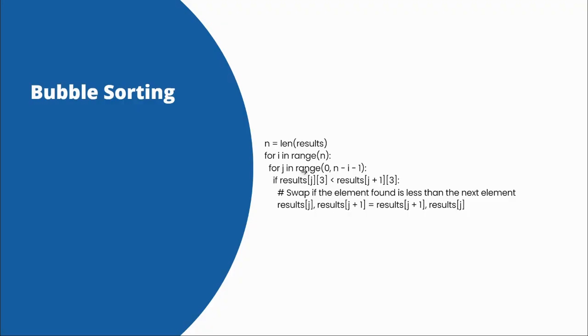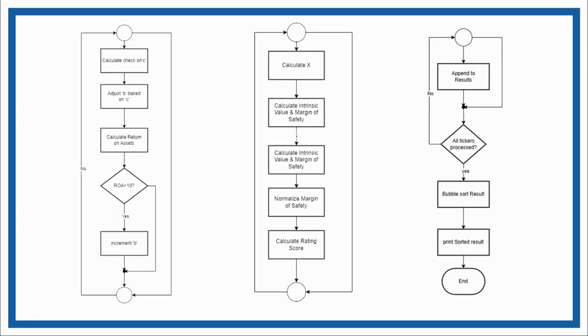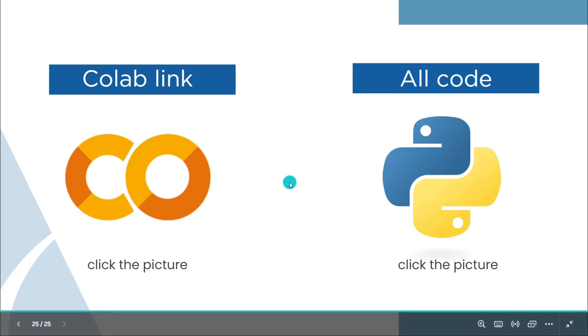For the sorting algorithm, we chose to go with bubble sort because it's one of the simplest ways to do sorting, and the simplicity makes a huge difference in our coding. So this is our bubble sort, and here's our flowchart. After you listen to our presentation, you can take a look at our slides to see all the code and the Colab link.